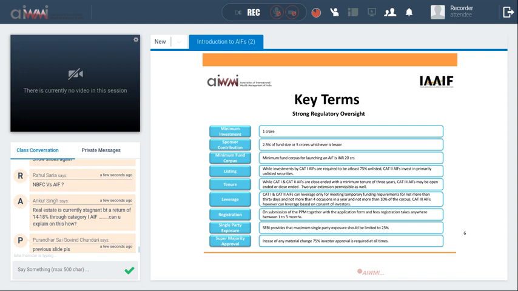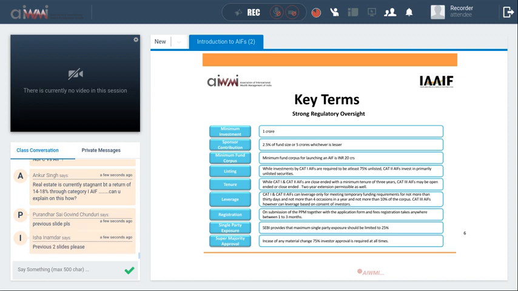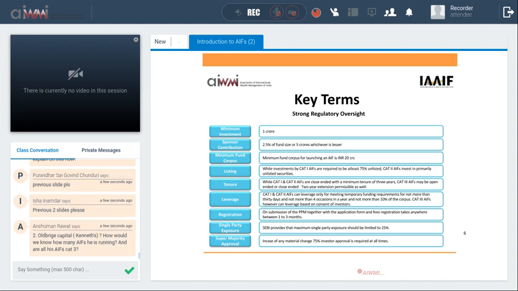It can invest in equity shares. It can invest in bonds, listed or unlisted. So whatever an AIF is investing in has to be a security. So an AIF cannot make loans. And that is to ensure that an AIF doesn't get into NBFC territory.